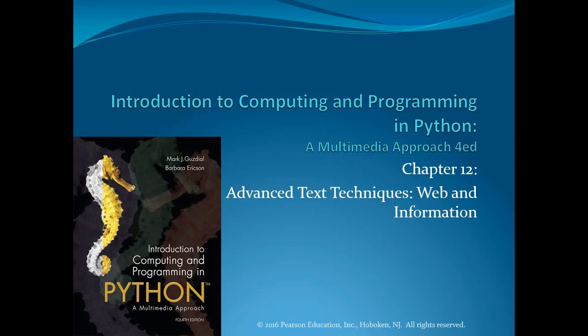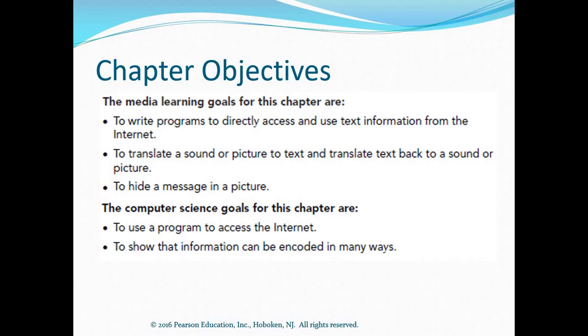In this chapter, we build on the concepts learned in Chapter 3 to also use information from online sources. We need to develop a general understanding of how computers work here to get started. Here are our defined media and computer science objectives for this chapter.